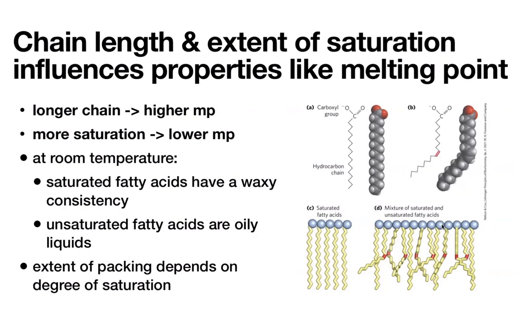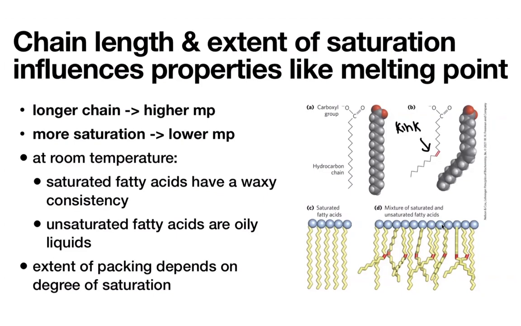So when you get one of those cis double bonds, and remember that the naturally occurring double bonds are going to be in cis, you're going to get a kink. And this is going to make it harder to form those dispersion forces with one another, to interact with the lipids next to you. And this is then going to make it so that you have a lower melting point. So at room temperature, saturated fatty acids have a waxy consistency, whereas unsaturated fatty acids are like oily liquids.